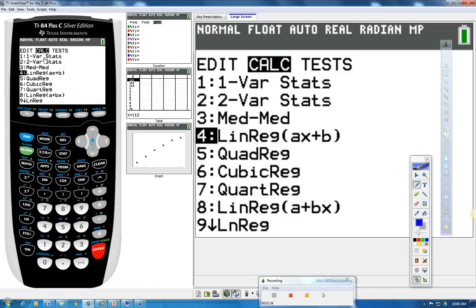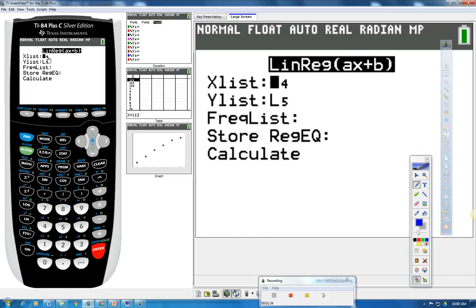I want to make sure I'm pulling from the correct list. My X list is L4. So wherever you put your information, you need to be referencing that information. I used L4, so I'm putting L4 in there. If you entered your information into L2, then you would need to put L2 in there. If you entered your information into L1, you need to put L1 for the X variable. You change that by hitting the second button and then 1, 2, 3, 4, 5, or 6. Okay?